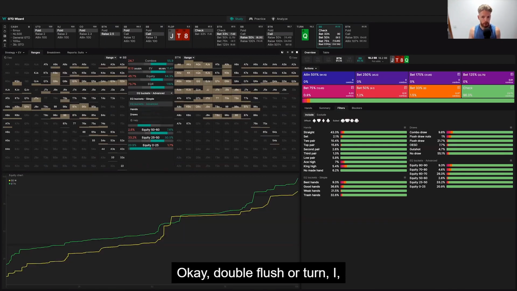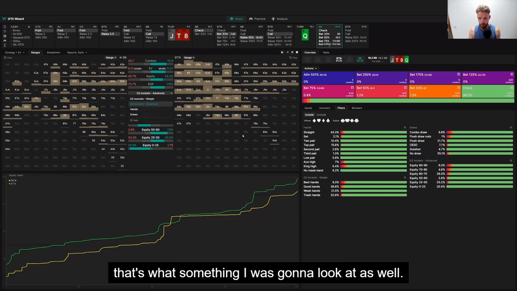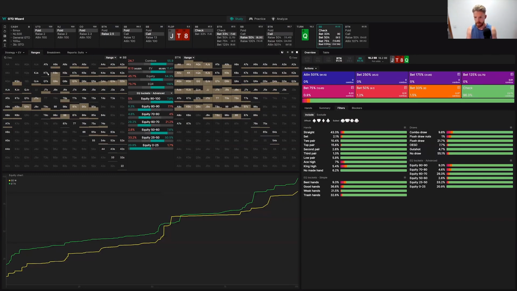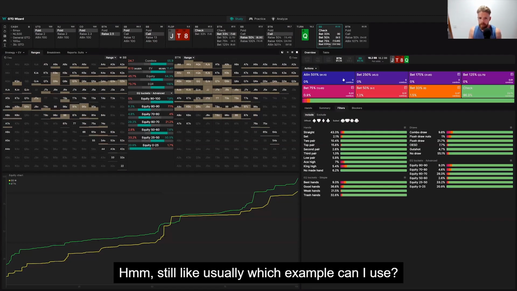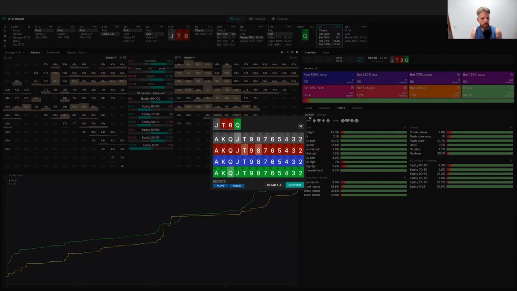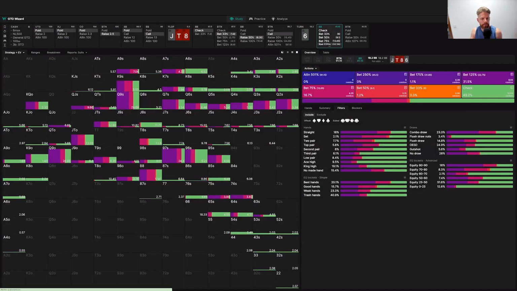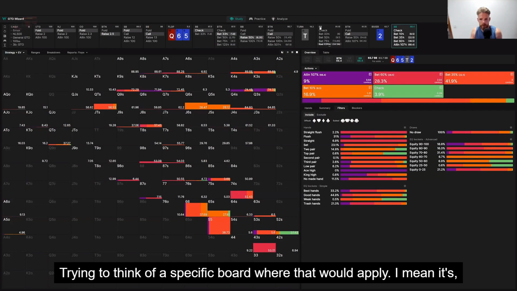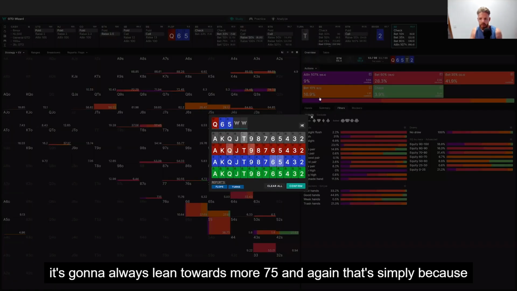Double flush draw turn. That's something I was going to look at as well. So let's say 6, a bit more connectivity. Still, like usually, which example can I use? I don't think it's going to show here. Trying to think of a specific board where that would apply. I mean, it's going to always lean towards more 75.